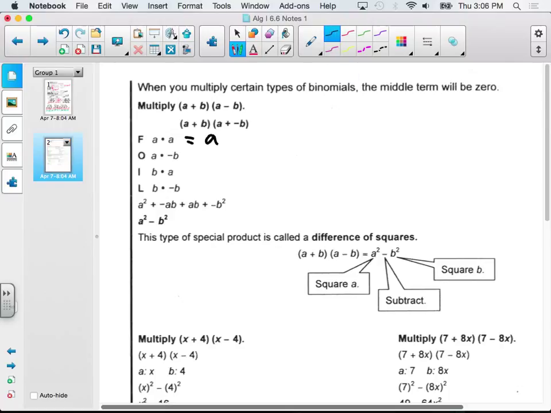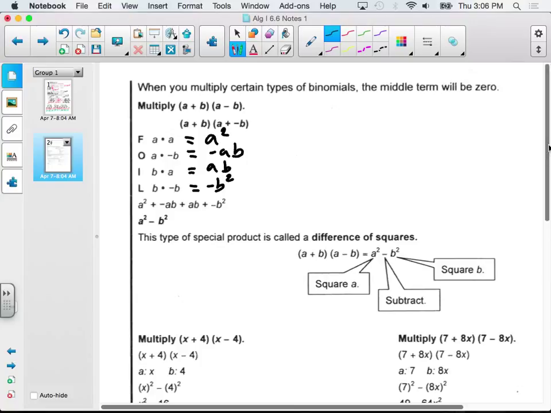a times a is a squared. A times negative b is what? Negative ab. B times a is ab. And then b times negative b is negative b squared. Are there like terms in there? Yeah. What's going to happen to them? They're going to cancel out, because a negative ab plus an ab becomes 0.